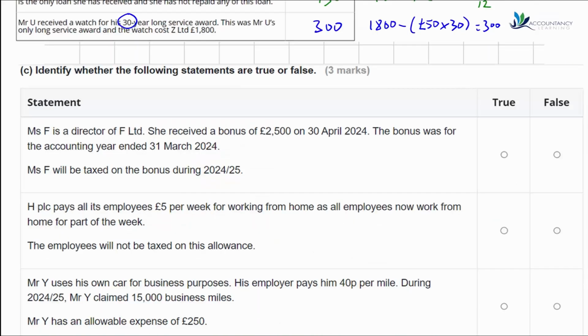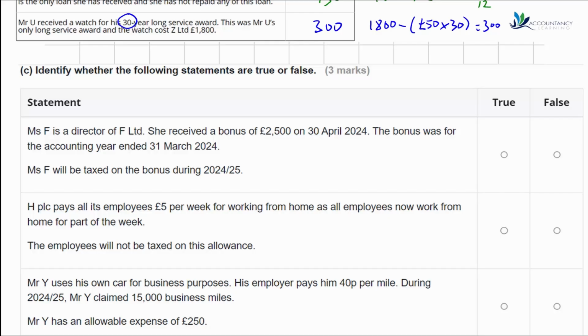Then in part C of the question, we need to identify whether the following statements are true or false. So Miss F is a director of F Limited. She received a bonus of £2,500 on the 30th of April 2024, so that's in the tax year. The bonus was for the accounting year ended 31st of March 2024. Miss F will be taxed on the bonus during 24-25.